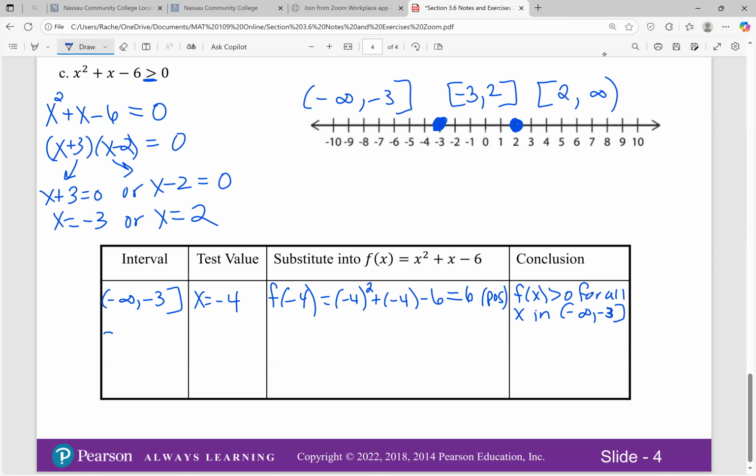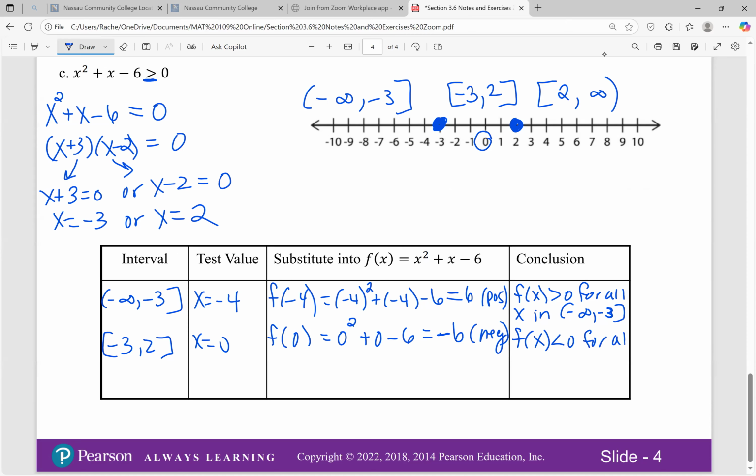Now let's look at my next interval. My next interval is negative 3 to 2. I'm going to pick 0 because, like I said, 0 is a nice number to plug in. So f of 0 is equal to 0 squared plus 0 minus 6, which is equal to negative 6. And that's a negative value. So we can conclude that f of x is negative, or less than 0, for all values of x in this interval from negative 3 to 2.